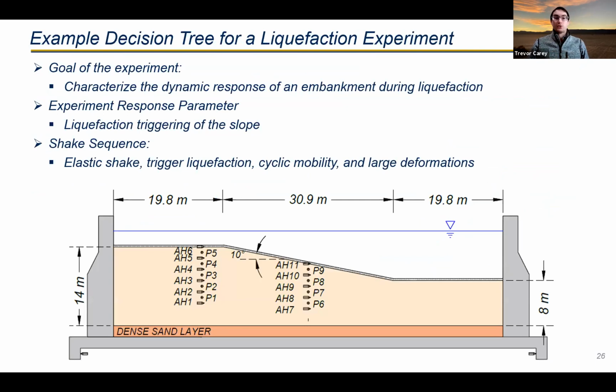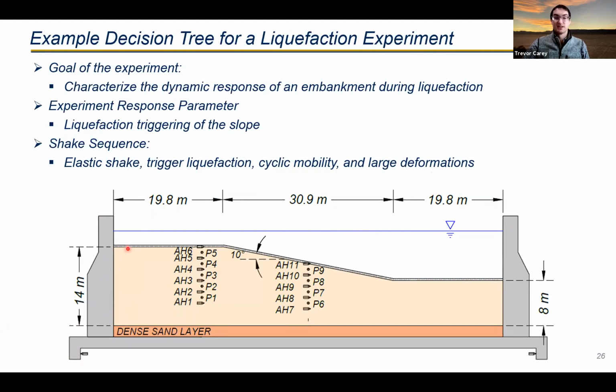I'm now going to walk through an example of a decision tree for a liquefaction experiment. This is an experiment that I recently ran at the Center for Geotechnical Modeling. The goal for this experiment was to characterize the dynamic response of an embankment during liquefaction. For those of you who have not done centrifuge testing, this would be the model scale proportions of this model. So this is what the prototype scale dimensions are. So this is what we're trying to achieve when we spin the centrifuge.